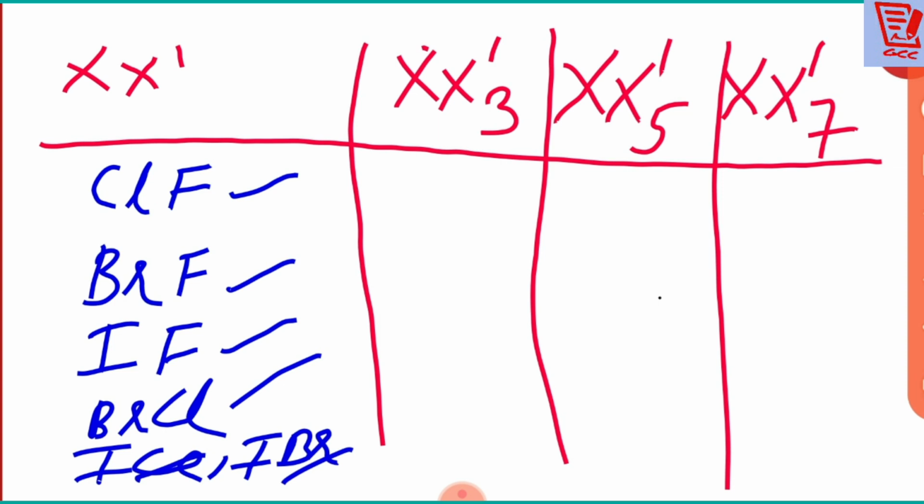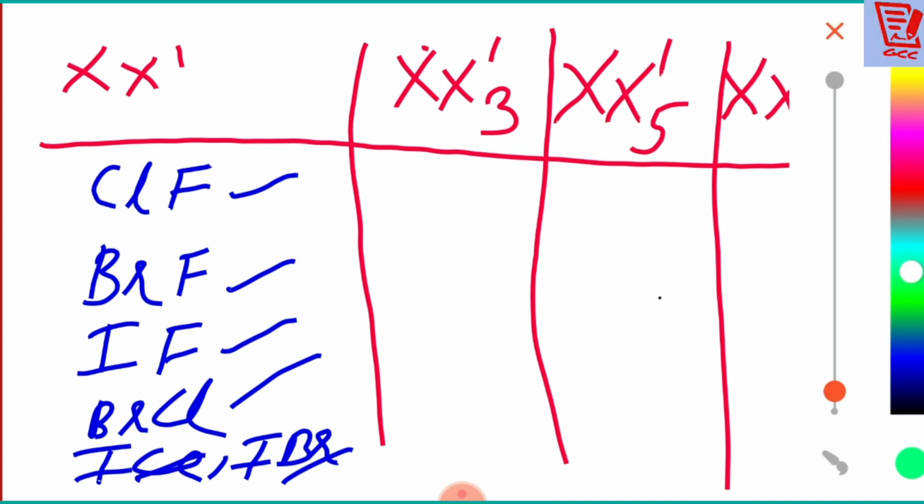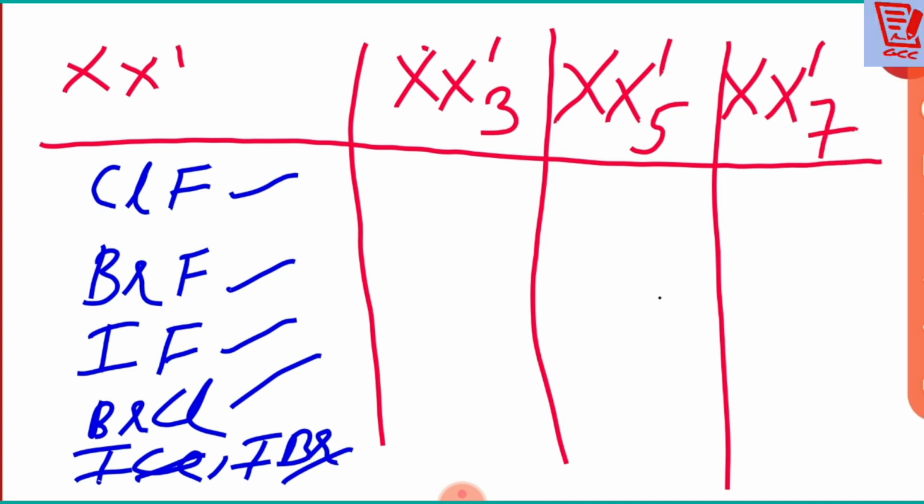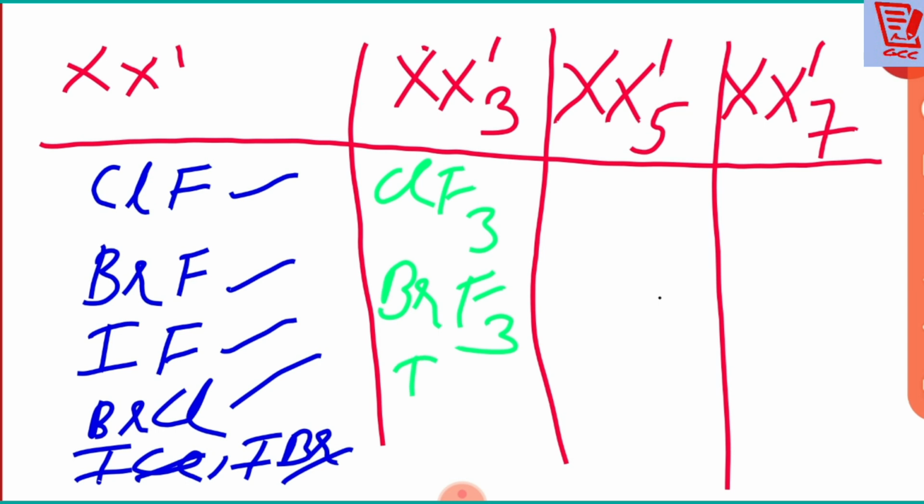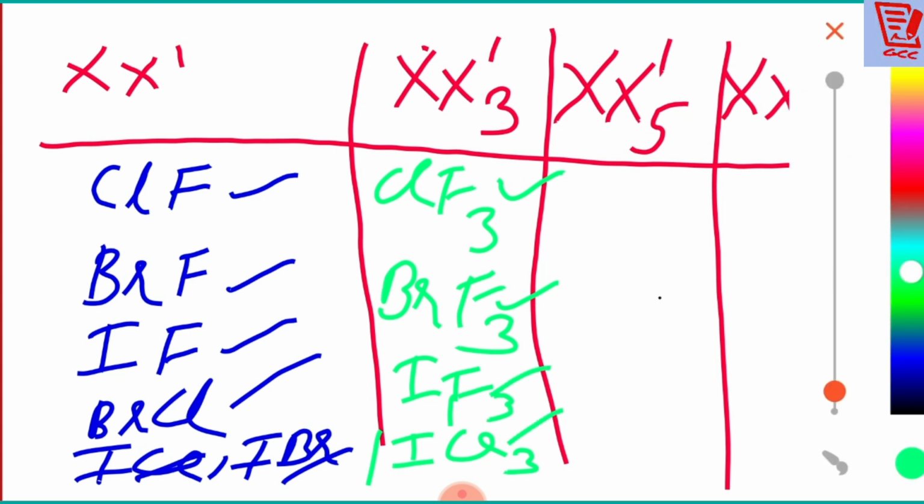Now we have XX'3. What is it? XX'3. For that, what do we write? ClF3, then BrF3, then IF3, then ICl3. Is that clear? So these are the examples for XX'3. Once again I am repeating: ClF3, BrF3, then IF3, then ICl3. Clear?